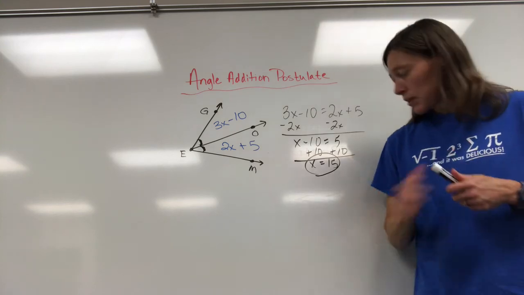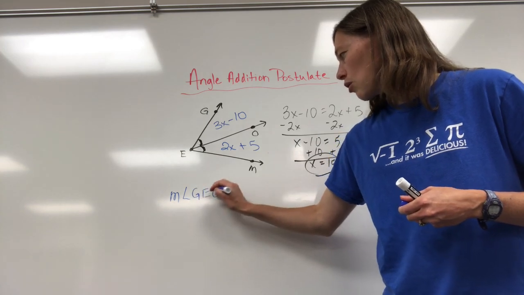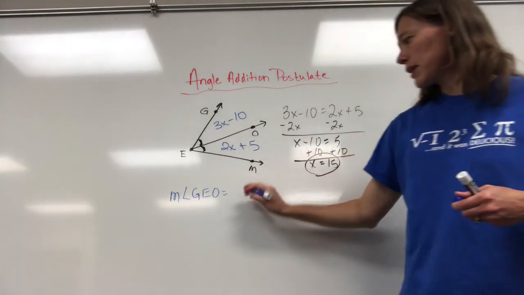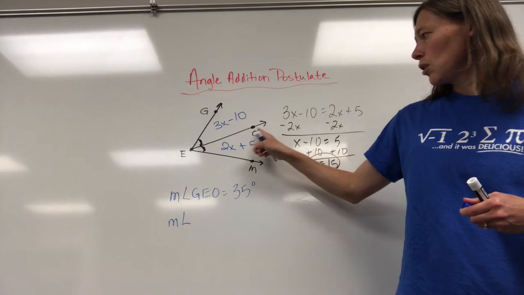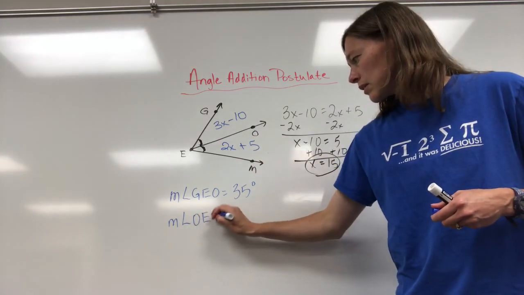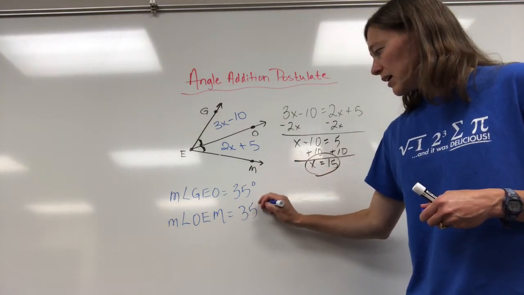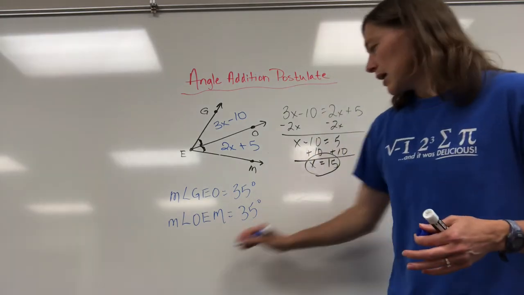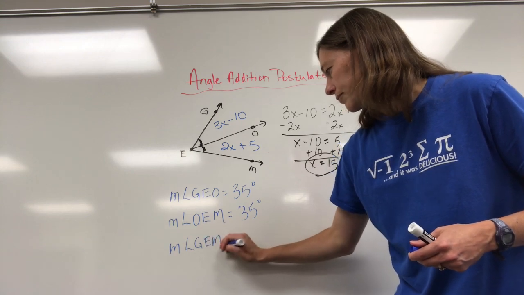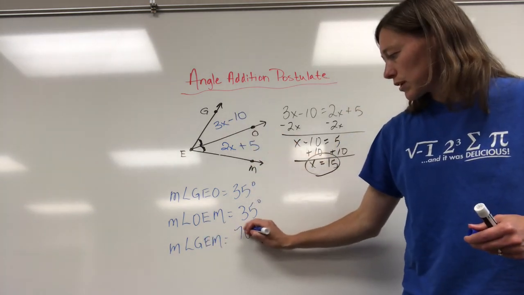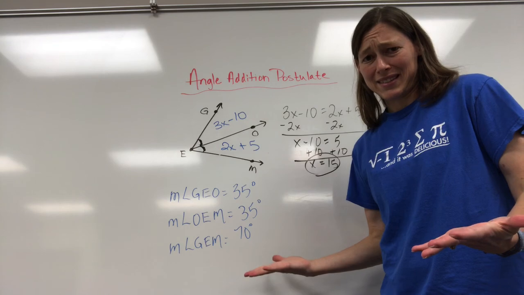both of these places. Okay, so the measure of angle GEO would be 3 times 15, which is 45 minus 10, which is 35 degrees. The measure of this angle OEM would be 2 times 15 plus 5, which is 35, okay? Which is a good test to make sure we did things right, okay? And then the measure of the entire angle GEM is 35 plus 35, or 73. And we did it. Easy, right?